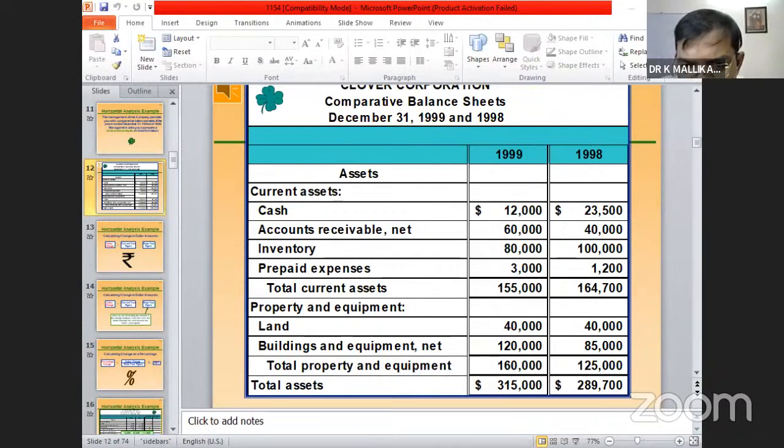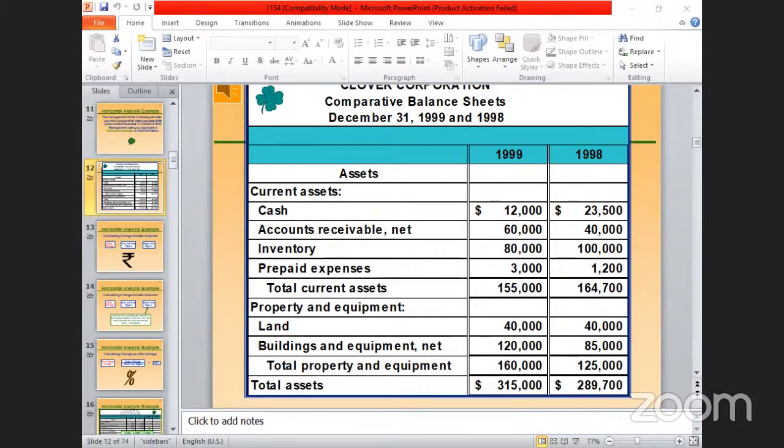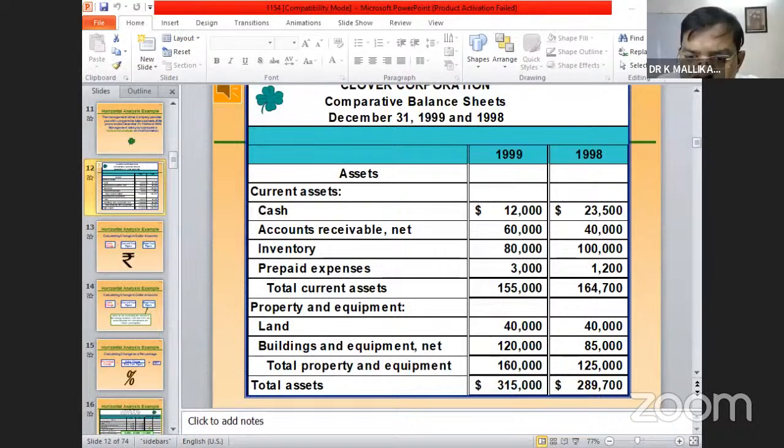Once again, see how we calculate. Anyone have a doubt? Any doubts here? Hello? No, sir. Yeah, very simple, right? What we can do is the current year amount is 12,000 minus the previous year amount, how much? 23,500. The difference amount is 11,500. It is minus 11,500, right?